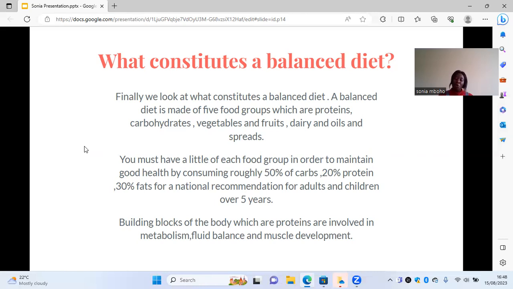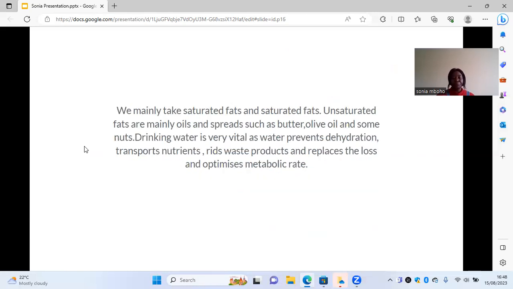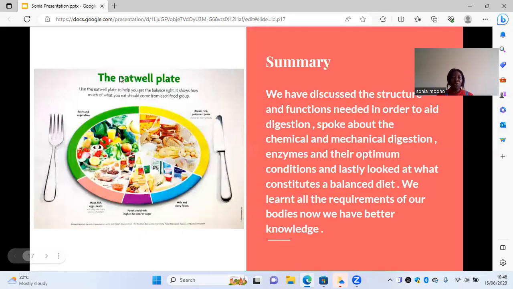And then above all, we need water. We need about 6 to 8 glasses of water a day. Water is vital as it prevents dehydration, transports nutrients, and gets rid of waste products in our bodies. So water is very vital in our bodies. In summary, we need a bit of all of this in order for our diet to be balanced.